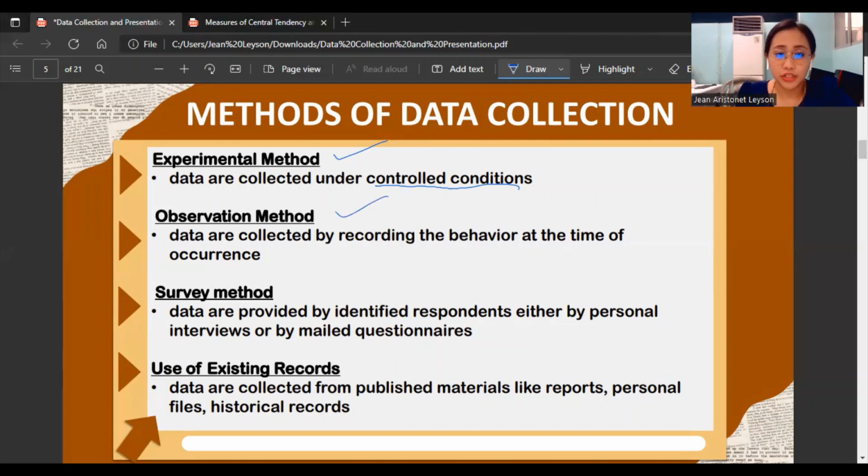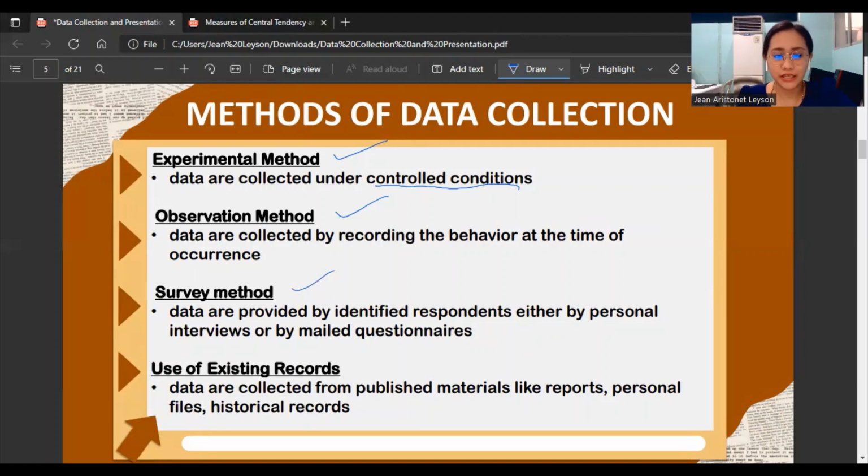The second one is the observation method. Data are collected by recording the behavior at the time of occurrence. So in the observation method, we will be making use of our senses, our sense of sight, our sense of touch, if needed, our sense of hearing, our sense of smell, our sense of taste, again, if needed. So the observation method is using our senses, observing a certain event, a certain happening, or certain behavior at a certain time.